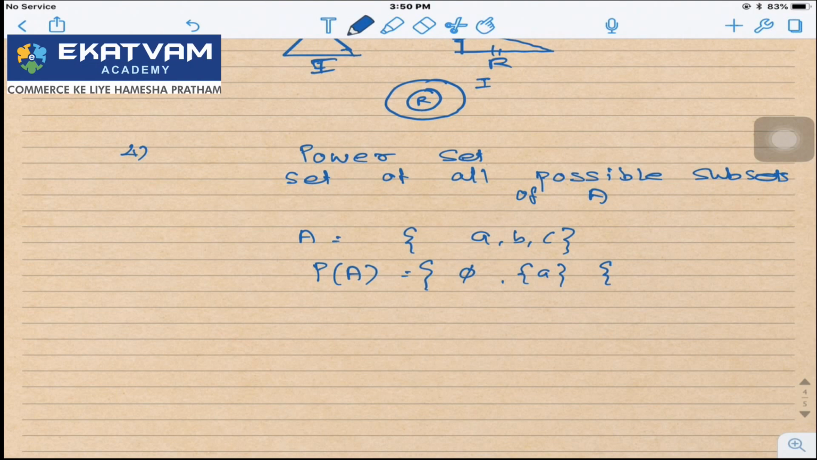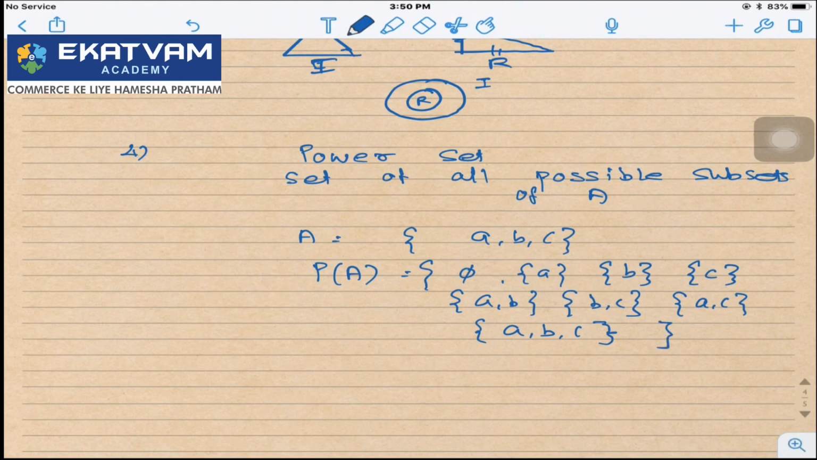Empty set, singleton A, singleton B, singleton C, AB, BC, AC, and ABC. Clear? This is the power set.